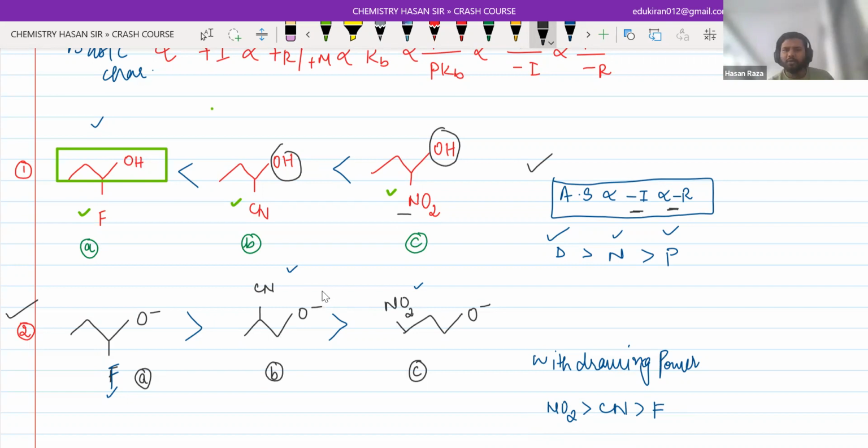from this group. That's why if the distance increases, the withdrawing power decreases. So here I told you about the DNP rule. Distance dominates over number and number dominates over power. So if distance increases, the power will decrease. That's why fluorine here will be the most acidic, because it is nearer to this group, and it can easily withdraw electrons from this group as compared to CN and NO2. That's why in this case, this compound will be more acidic. Is that clear?